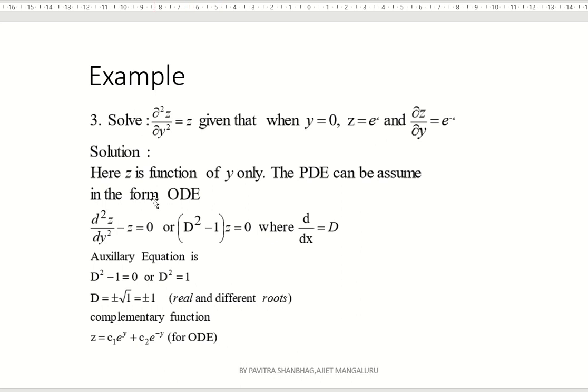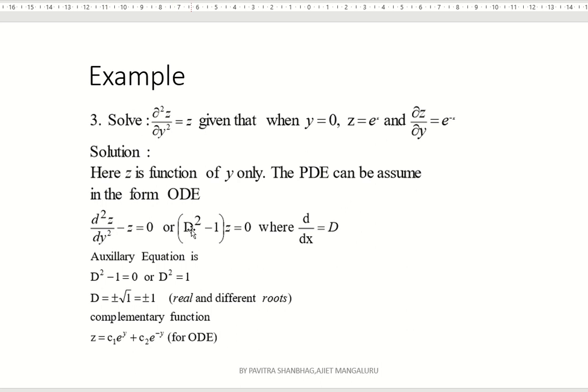How to write? ∂²z/∂y² can be written as d²z/dy². So d²z/dy² − z = 0. If you choose d/dy as capital D, it will give us (D² − 1)z = 0. Here what is capital D? Here d/dy. Now we have to write z in terms of y.